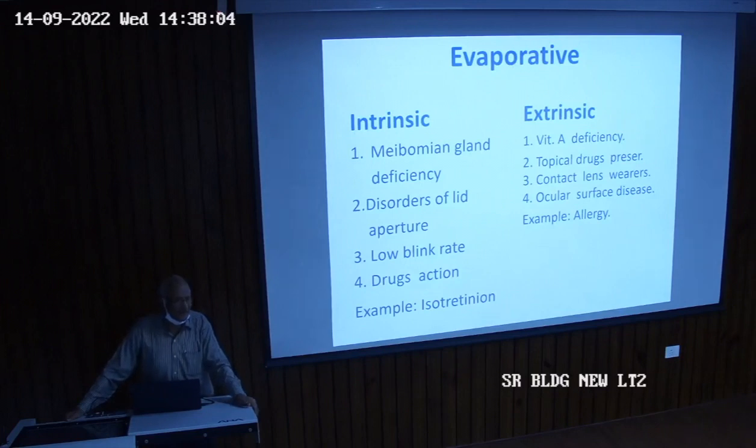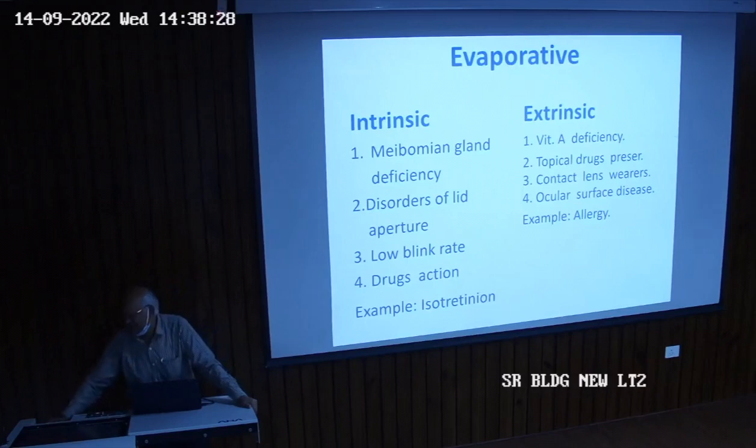Why does vitamin A deficiency cause dryness? Because vitamin A is responsible for epithelial growth. Whenever there is a deficiency, it causes keratinization and fibrosis of the conjunctiva. Whenever there is fibrosis of the conjunctiva, there will be less mucin secretion, causing dryness. That is one of the causes of vitamin A deficiency. That is why we advise vitamin A in dry eyes.